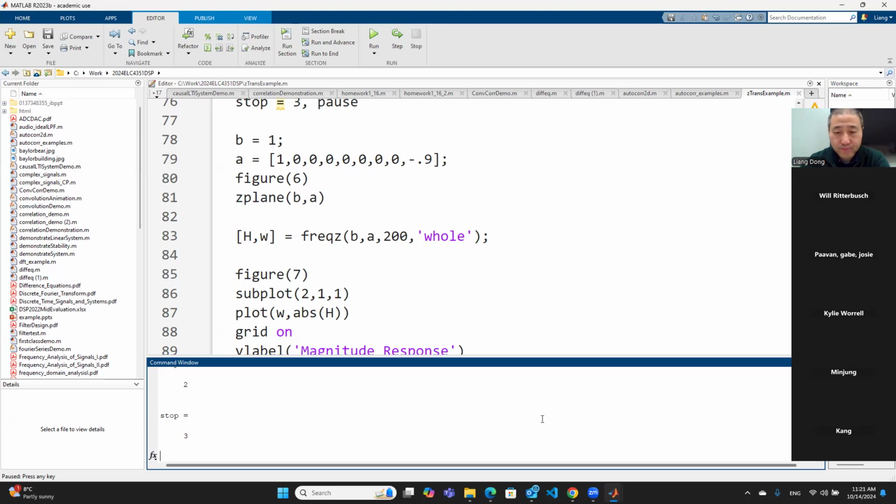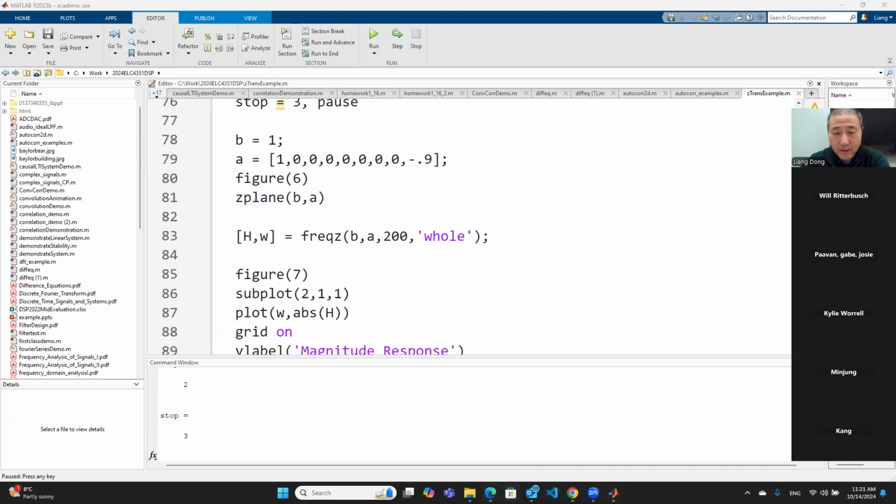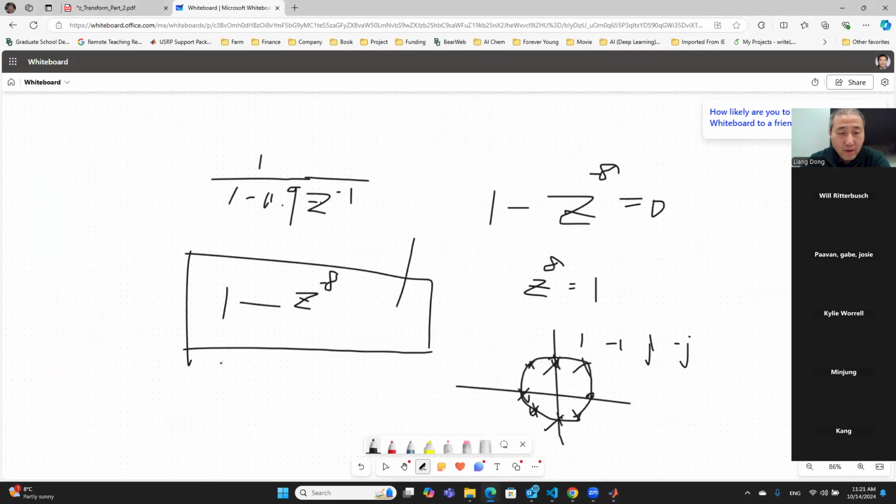So in this case, if I get down to my board here, what I have on the denominator is 1 subtract 0.9 z to the power minus 8. On the numerator, it's just 1. So this is the third example. And then I calculate the poles. Make sure this part is equal to 0. And you can also calculate 8 different poles. They are equally spaced along the circle.